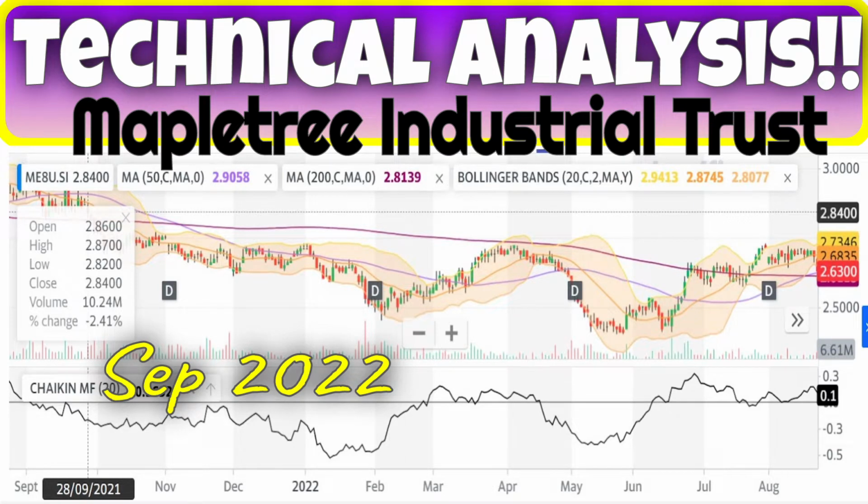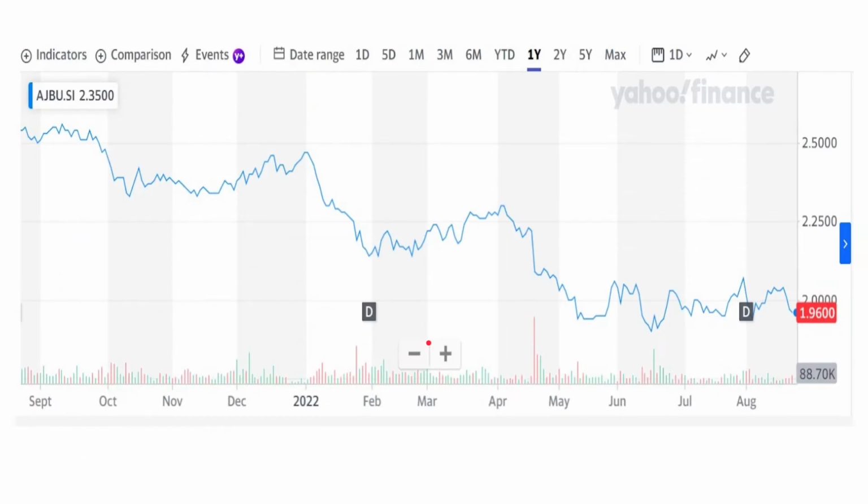Hello everyone, let's do a technical analysis for Mapletree Industrial Trust, and this is the chart as of September 2022. This is the line chart for MIT, extracted from Yahoo Finance on a 1-year perspective. You can see that the line chart doesn't really give us a lot of information. You can tell that the price action has been kind of weak, going downwards.